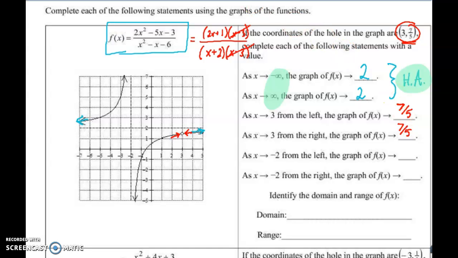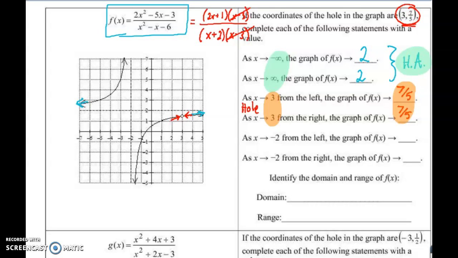So when this is the same value, and it's a number, not infinity, because infinity deals with the horizontal asymptote, and they approach the same answer on both sides, this is your indicator that you have a hole by looking at that approach.